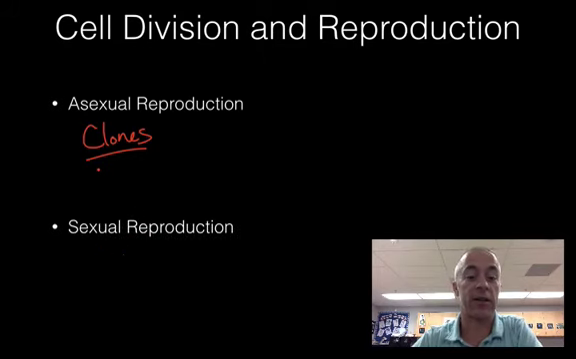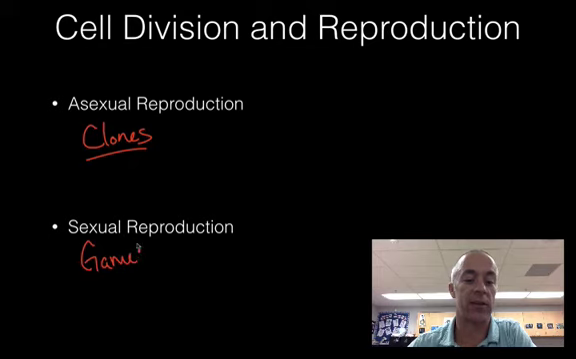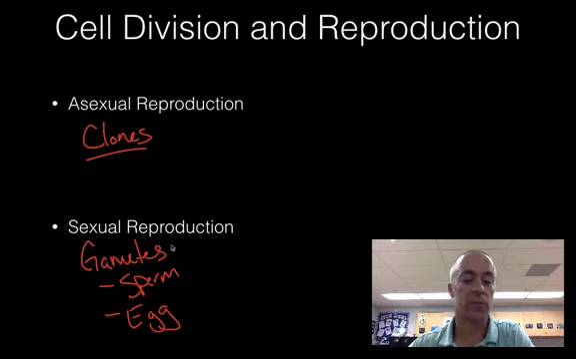Sexual reproduction, on the other hand, involves specialized cells called gametes. And gametes are the sperm cells and the egg cells. And these are very specialized cells that serve no other function other than for reproductive purposes.